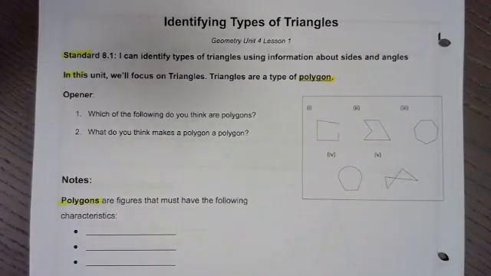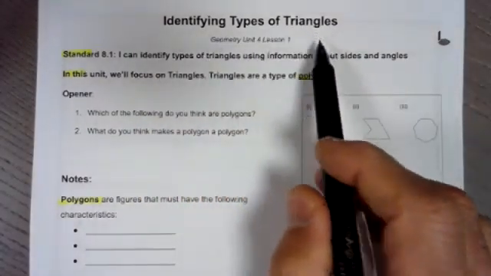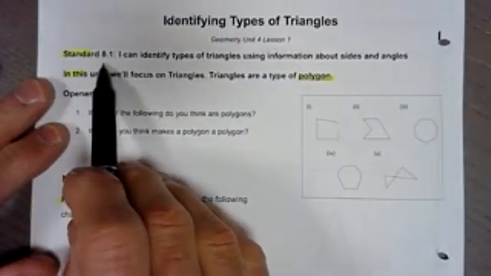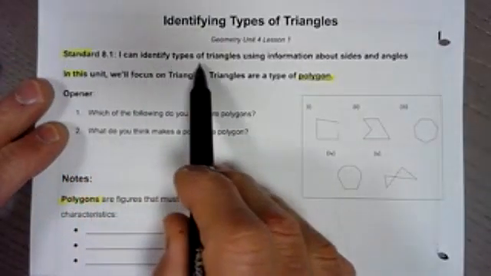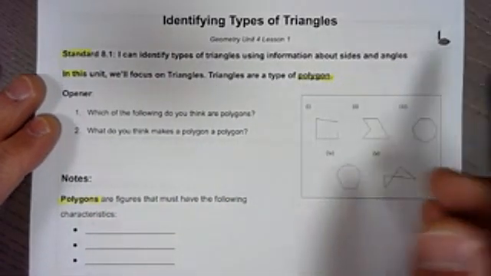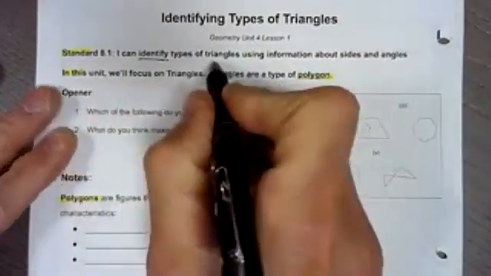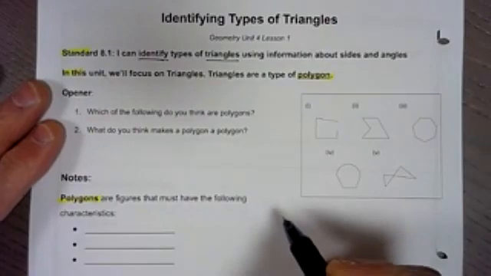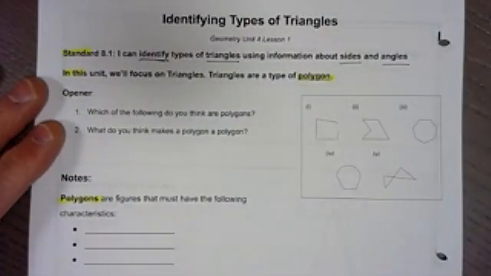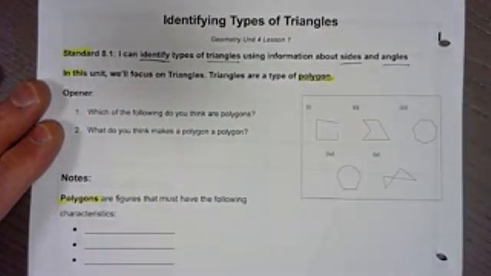So today we're going to start out with Unit 4, and we're going to be talking about identifying types of triangles. This is Unit 4, Lesson 1, and we're focused on Standard 8.1. I can identify types of triangles using information about sides and angles. So a couple important words in here. Identifying is what we're going to be doing right now, and then triangles is all we're going to be focused on today. And sides and angles are going to be the big things that we're focused on, whether how many sides they have and what their angles are like.